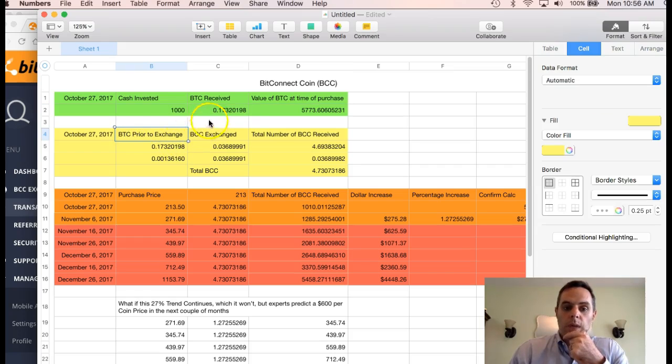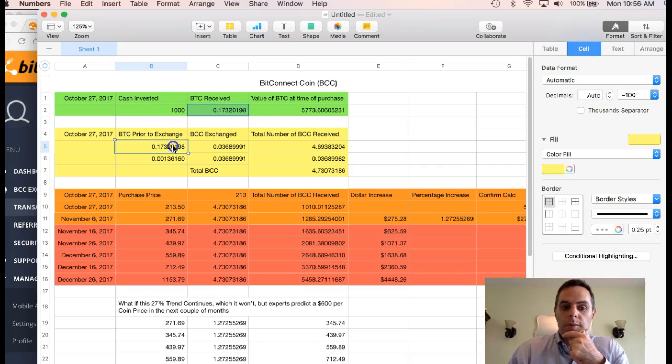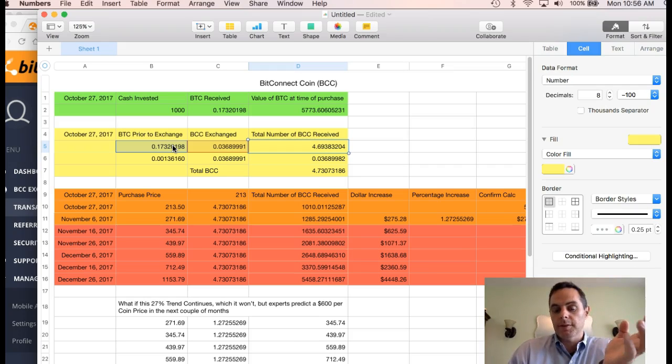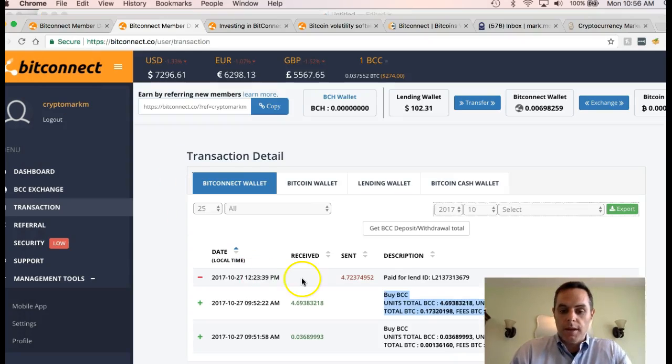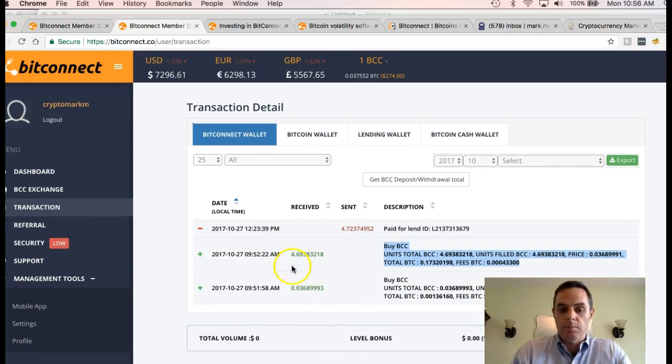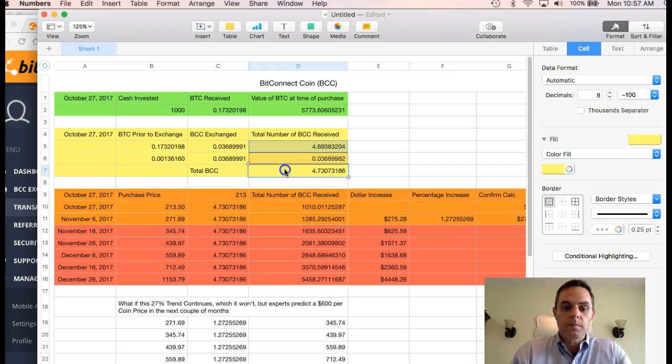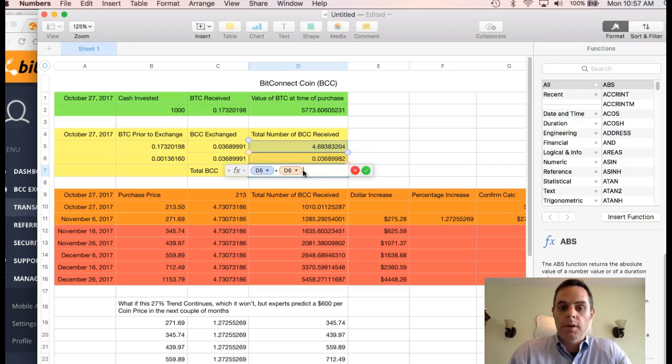Okay, so we have to buy the Bitcoin first, then we convert the Bitcoin into BitConnect. So that 0.1732 is copied and pasted down to here, and the exchange rate at that time was 0.0368991. That basically gave me the 4.69 Bitcoins. But as you saw in that transaction, I had to do it twice, so I want to show you both transactions here. I can gladly share this spreadsheet with you if you have a desire to look at the calculations inside each one.